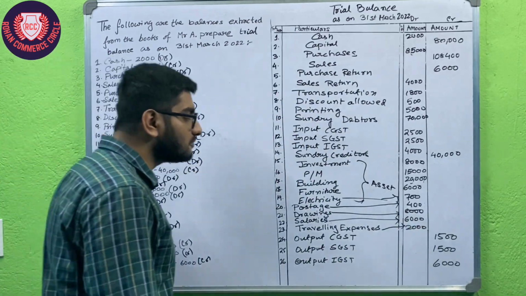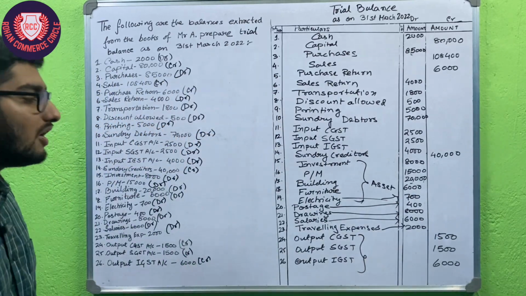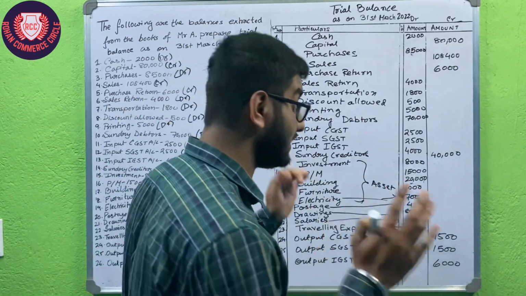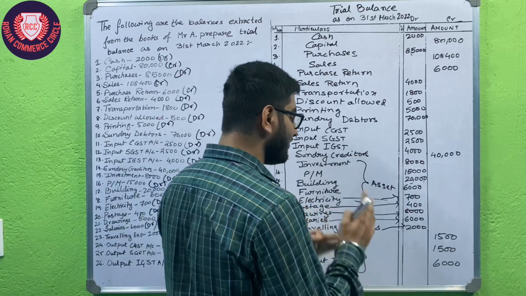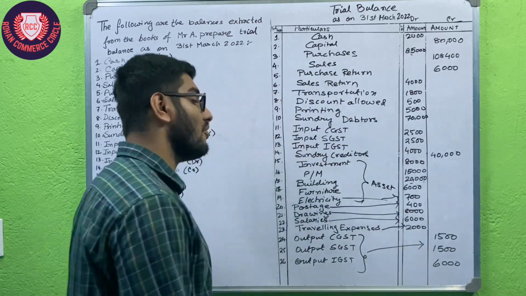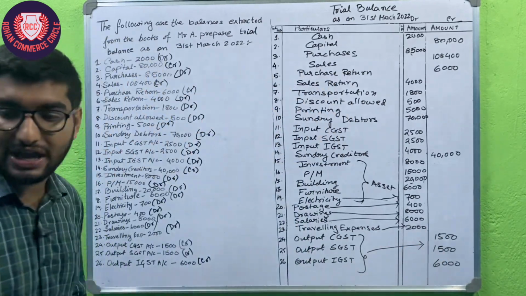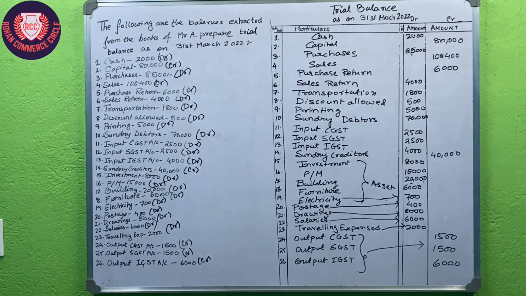Next is output CGST, SGST and IGST. These all are basically revenue or income, students. So as these are revenue or income, we will have credit balances over here. So 1,500, 1,500 and 6,000 we have as credit balances over here. Okay. So I hope you have understood this part. Next what we will do is total it out.